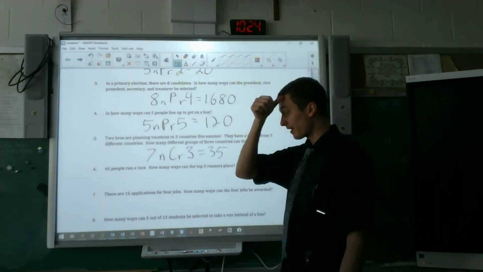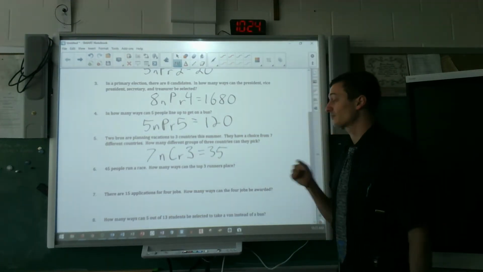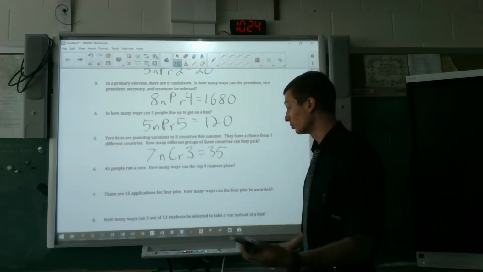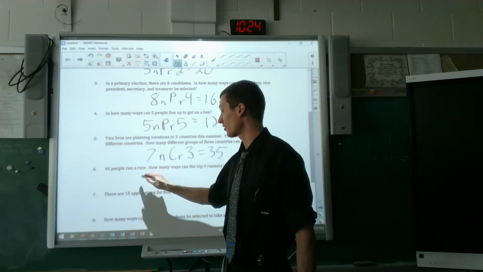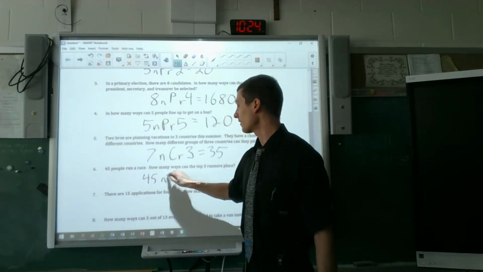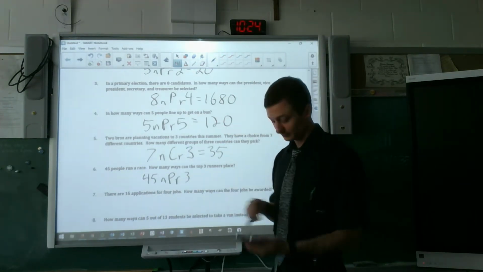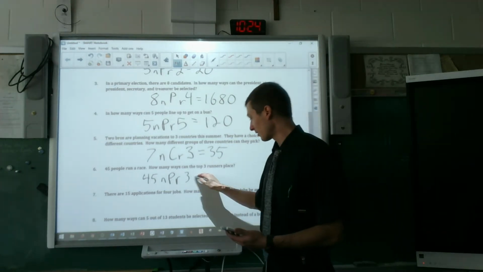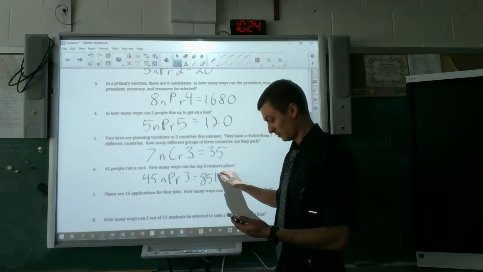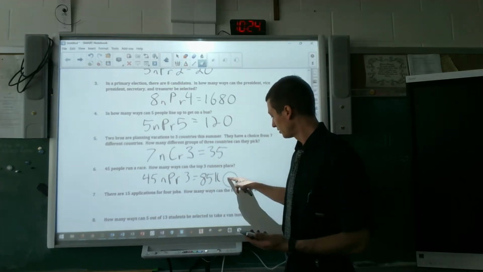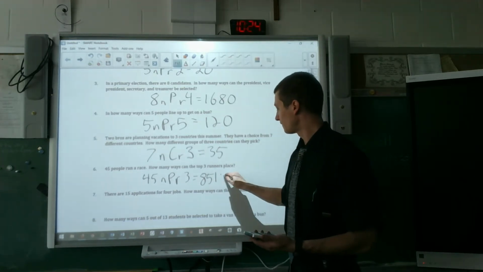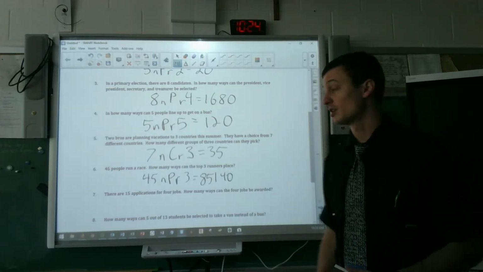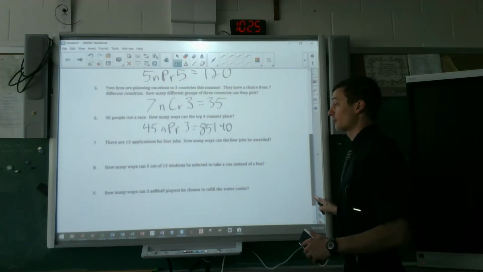For number 6, 45 people run a race. How many ways can the top 3 runners place? So does order matter here? Absolutely. First place is better than second place is better than third place. So 45 nPr 3. That's 85,140. There's a lot of different ways. There's 45 runners that you can get first, second, and third. There's a lot of permutations.